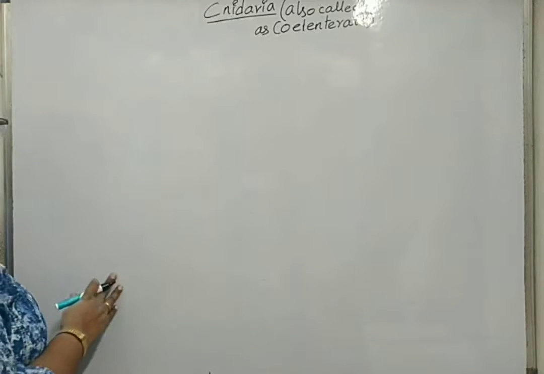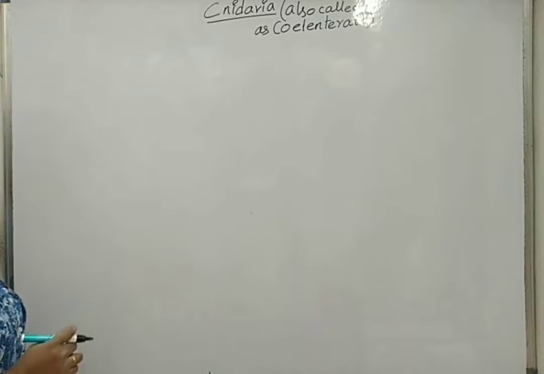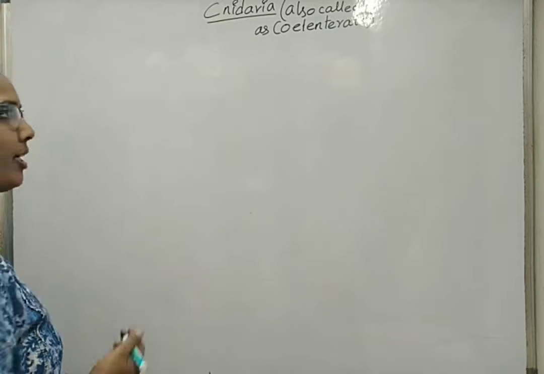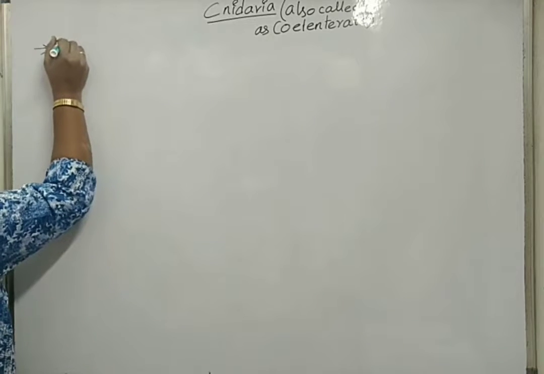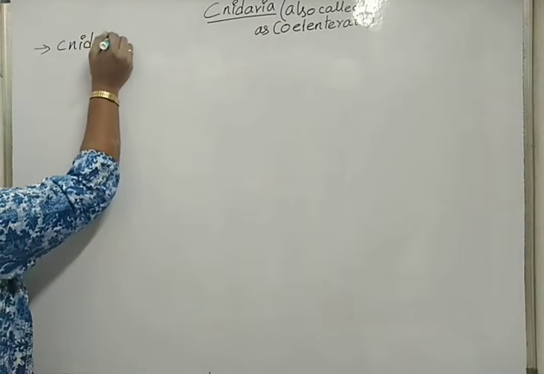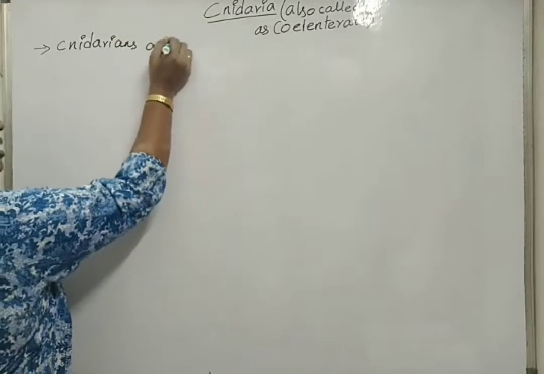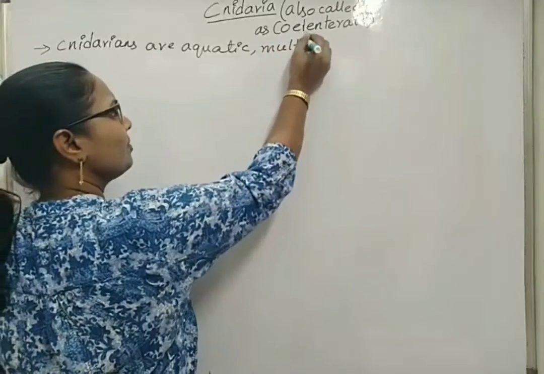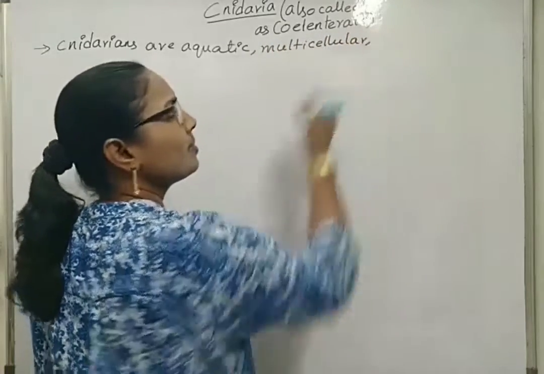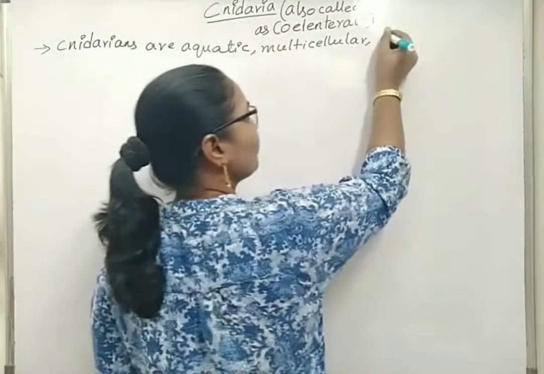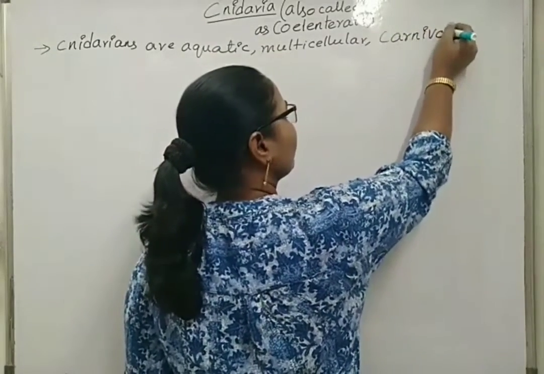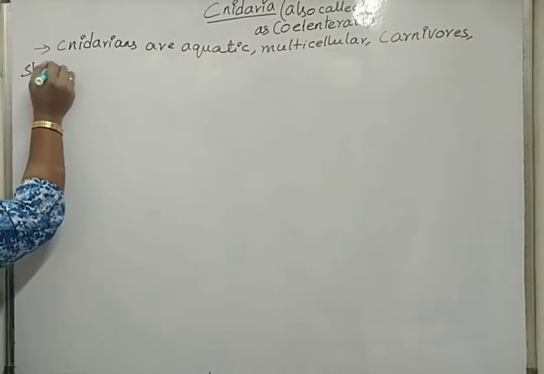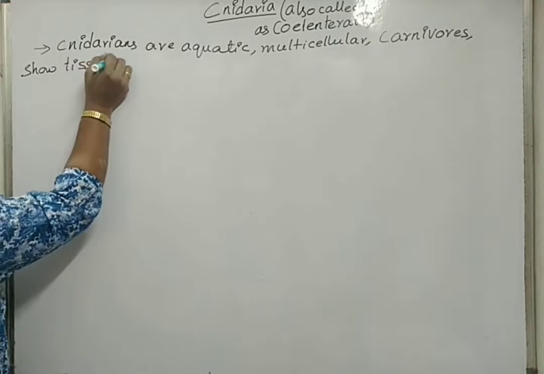These organisms are completely aquatic and multicellular in nature, and they show tissue level of organization. So, Cnidarians are aquatic, multicellular. They are considered carnivores. And they exhibit tissue level of organization.